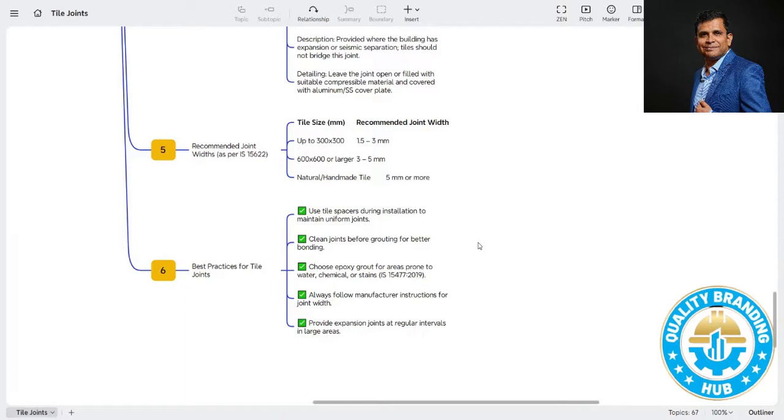Today I have discussed what tile joints are, the different types of tile joints, the recommendation from the IS code, why they are to be provided, and best practice.